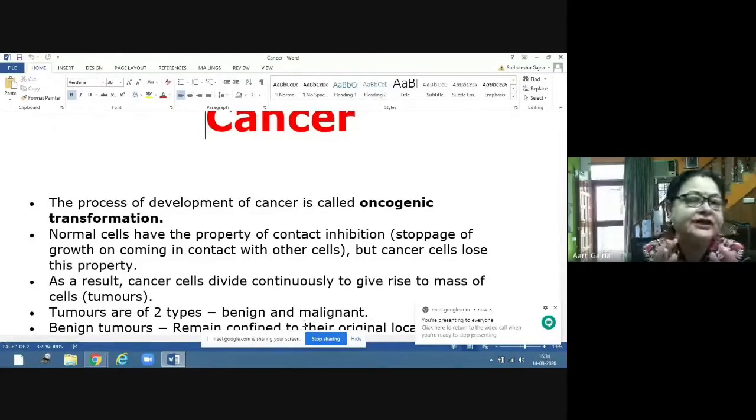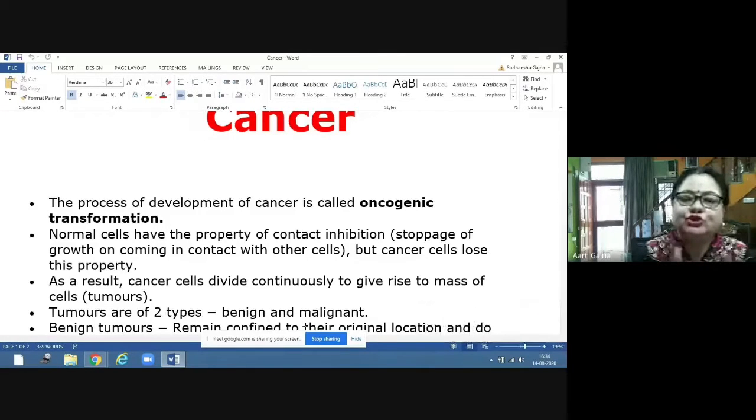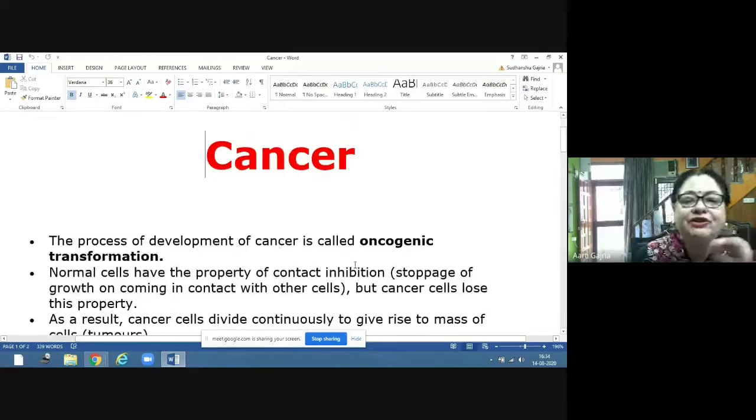There is contact inhibition in the normal cells. When normal cells grow in number and come in contact with each other, this creates an inhibition, a barrier, a signal for the cell to stop the multiplication, to stop the increase in number. But in the case of cancer cells, this property is lost. So the process of development of cancer is called oncogenic transformation.